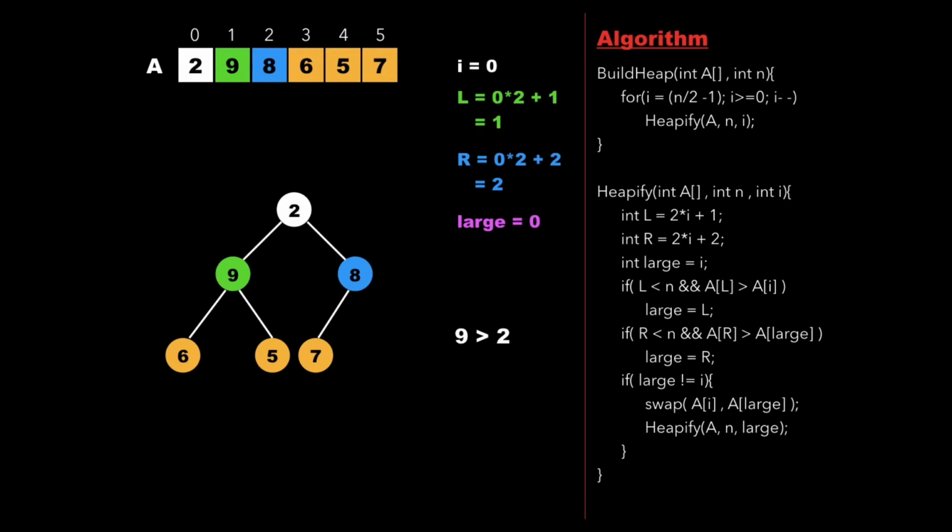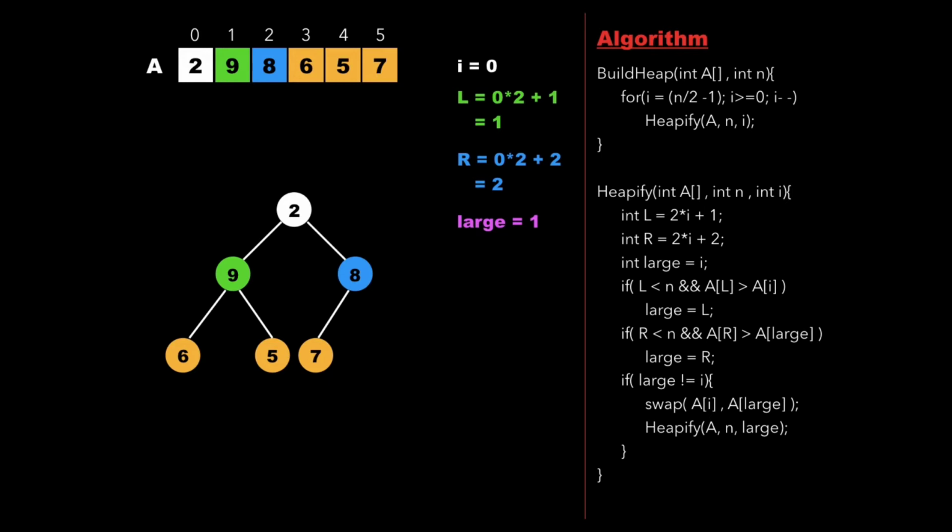Since the value 9 is greater than 2, therefore we update the value of large as 1. Again we check whether R is within the boundaries of the array and if the value of A of R is greater than A of large, that is we check whether 8 is greater than 9. Since 8 is not greater than 9, therefore we keep the value of large as it is and we compare the values of large and I.